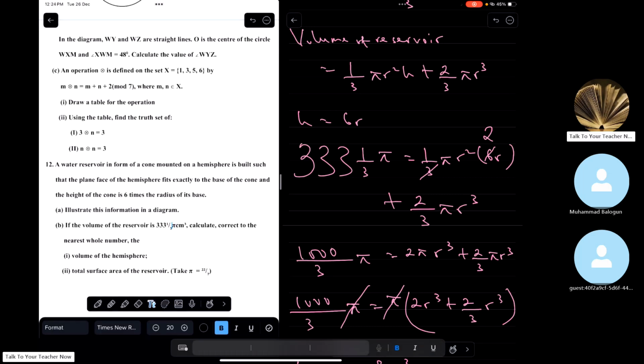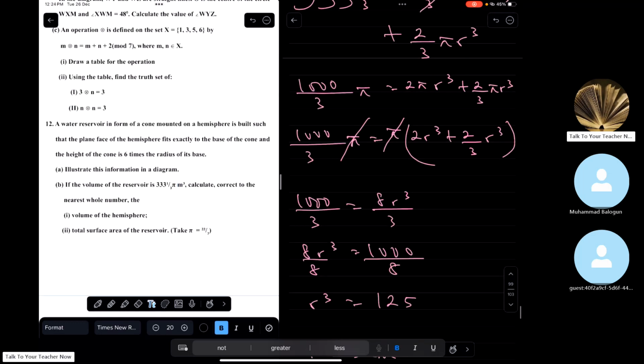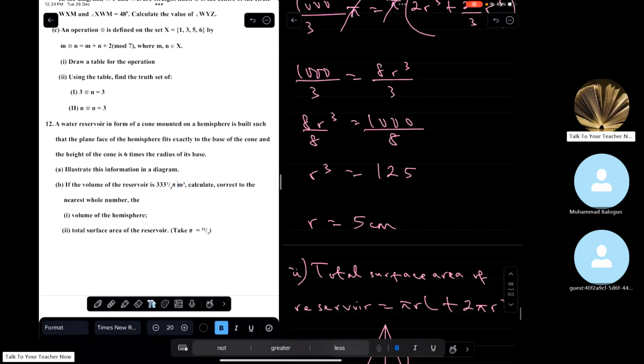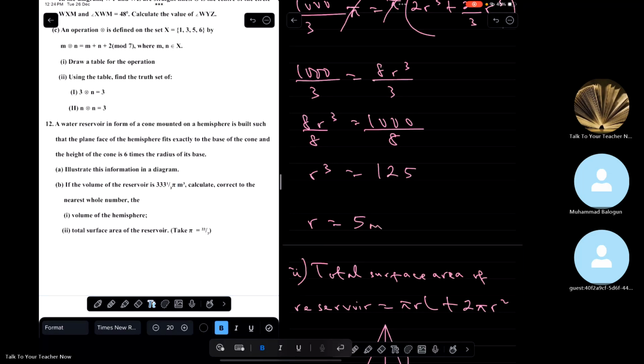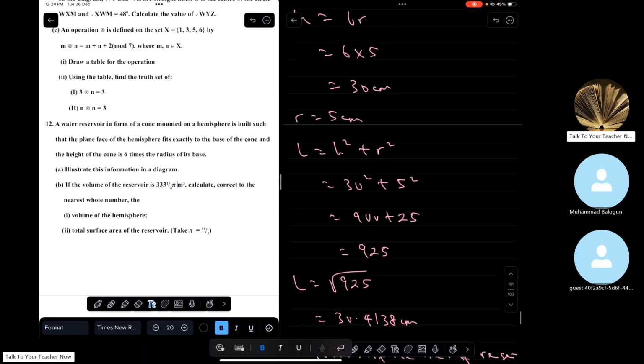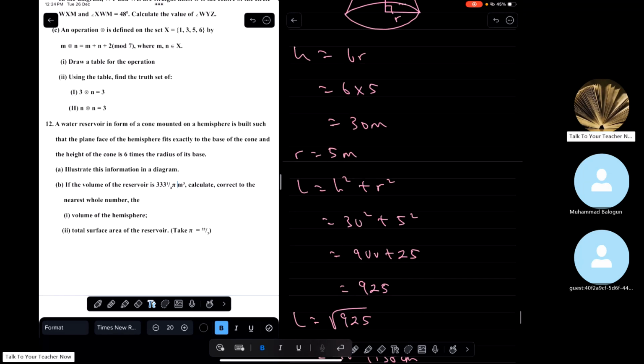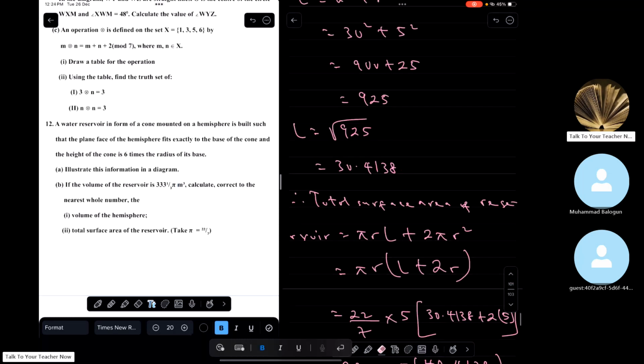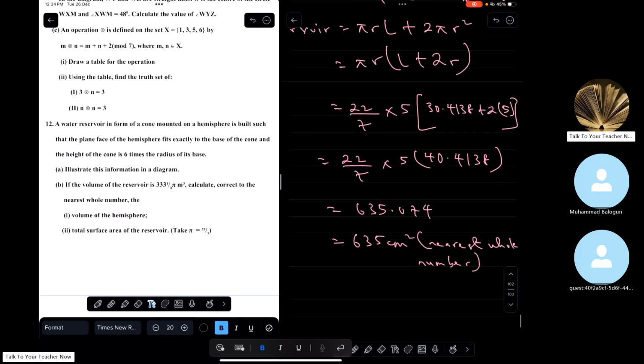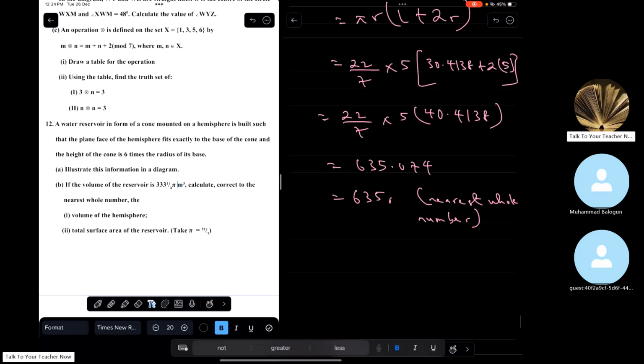So the radius is supposed to be 5 meters and not 5 centimeters. The measurements are in meters and not in centimeters. So this is supposed to be meters, and this is meters too. So this would be meter, L is in meters, and this is meter squared.